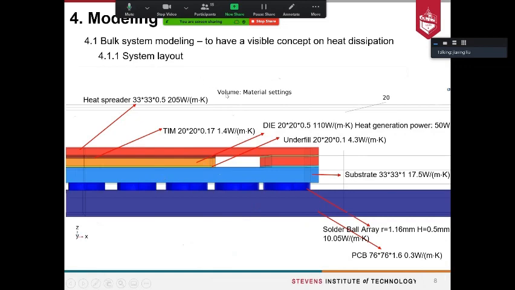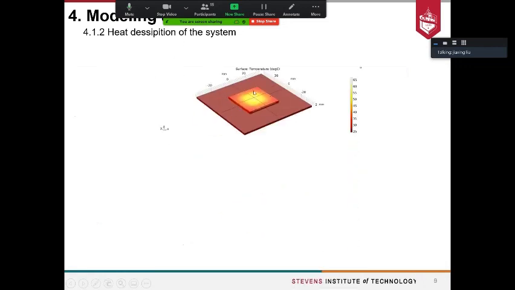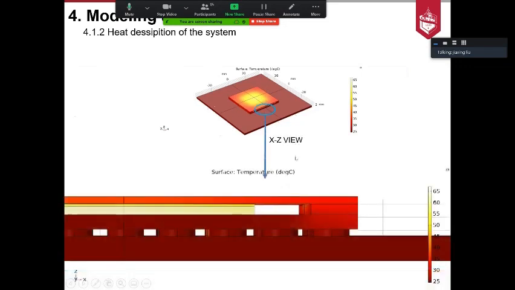And after we have such a system, we come to the simulation based on that modeling. And here is the temperature field of it. And you can see here, when we come to the XZ view, the different colors show the different temperatures in this system. So the brighter one means the higher temperature. So you can see, because of the low heat conductivity of the TIM, the temperature here is much higher than other parts.